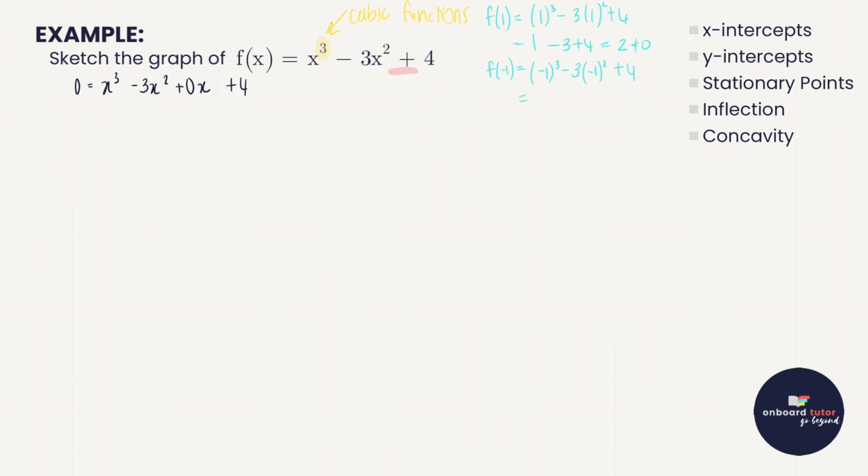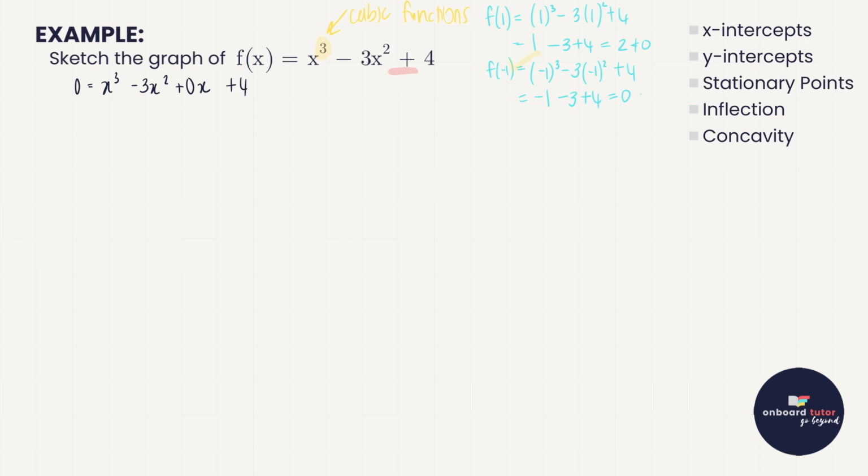So let's see, that's going to give us minus 1 minus, because look at this, minus times a minus is going to be a plus. That's going to end up being then a minus 3 plus 4, and that does equal 0. So there we have it. We have found, which is great, a factor that would work.